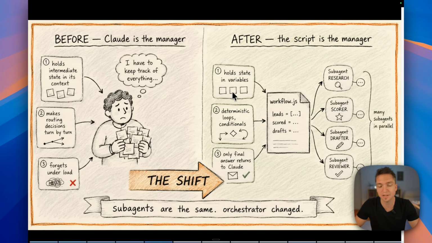But the new solution here is to move the manager over to a script. So we no longer have this overburdened main context window. We have a workflow.js script that holds the state inside variables. It has deterministic loops, and only the final answers return back to our main context window where our Claude chat was. One of the great things about this is the fact that it can scale massively. We'll get into that in just a little bit. But because we're no longer burdened by this manager taking on everything and it's all done programmatically or deterministically over here inside our script, it makes it a lot easier to manage this at scale.